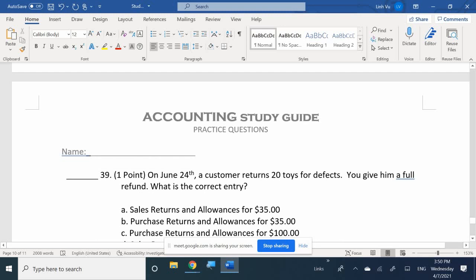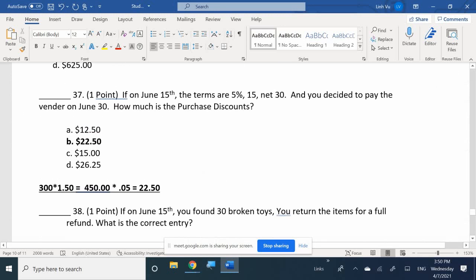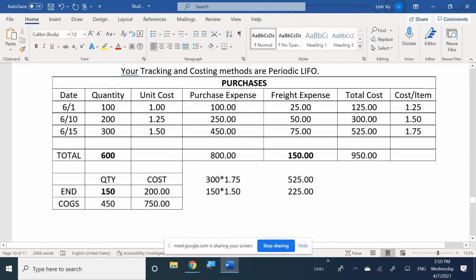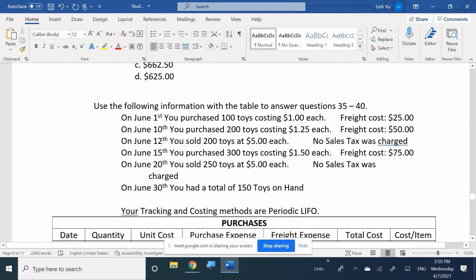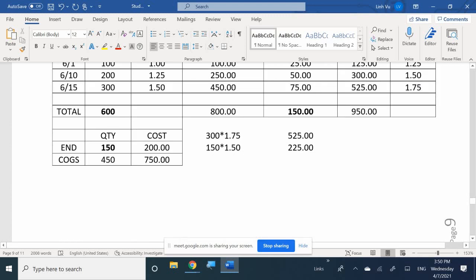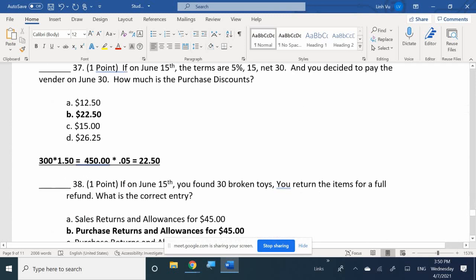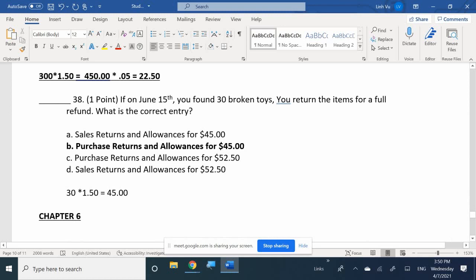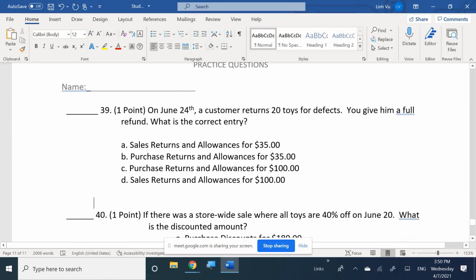20 times 5, right, because dollars. And then it's a sales returns and allowance because it was something you purchased. So if you go back to the very top, to June 20th, we sold 250 toys at $5. So my original price that I sold the toys was $5.